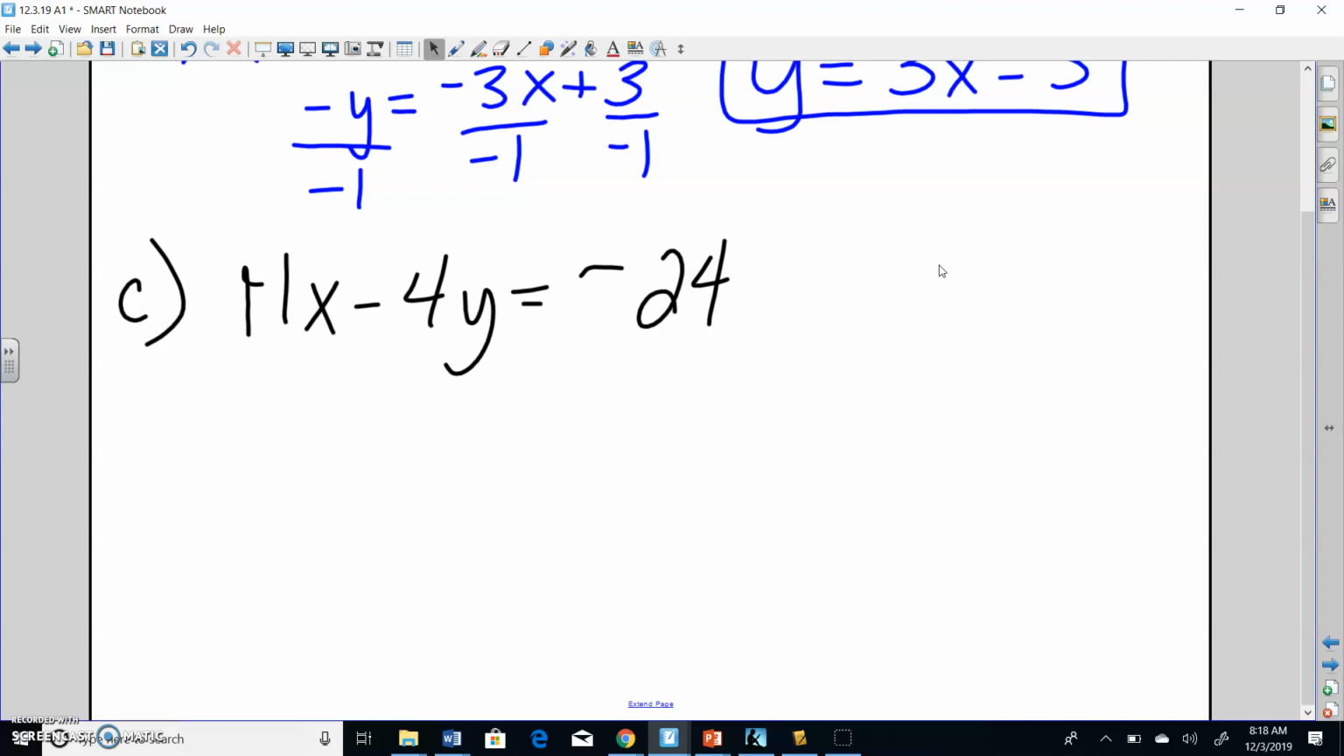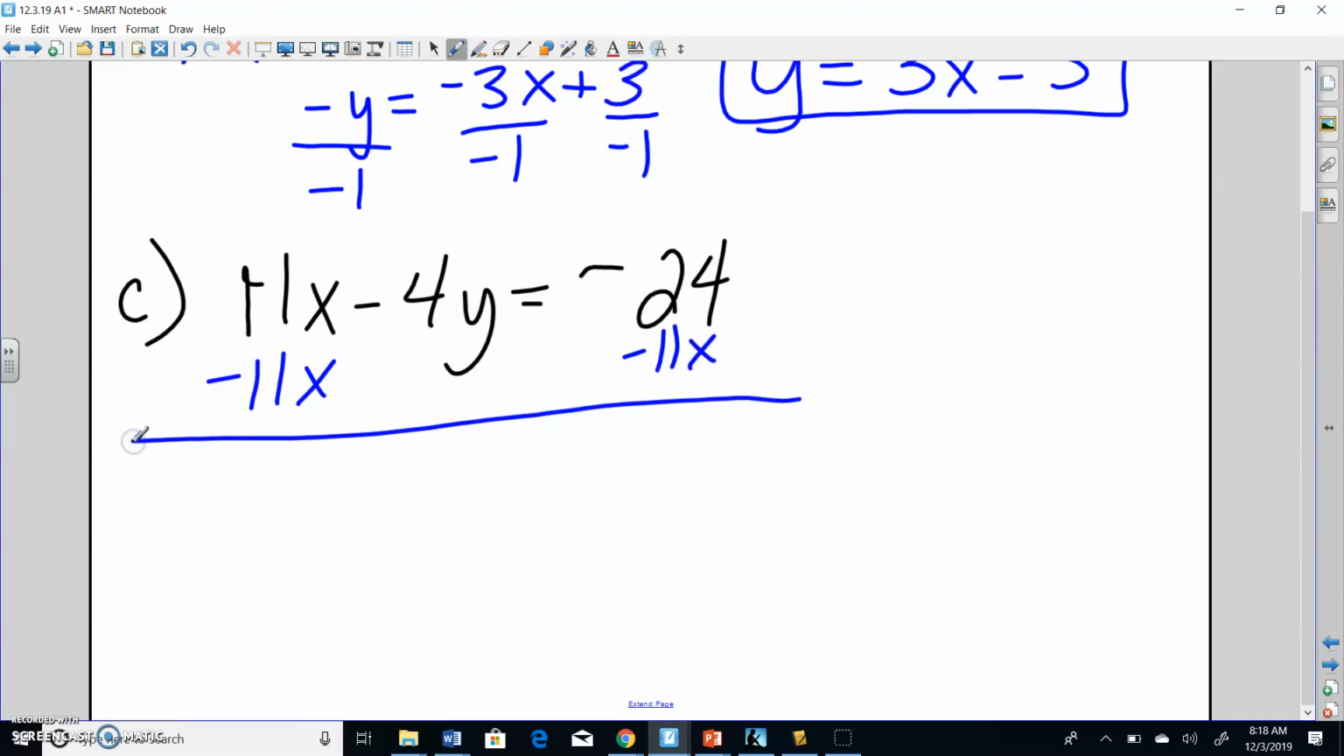First step, Caitlin. You subtract 11x from both sides. Okay. And that's going to give me what on the left? Gabby, what's on the left? Equals what? Good. What do we need to do now, Nolan?